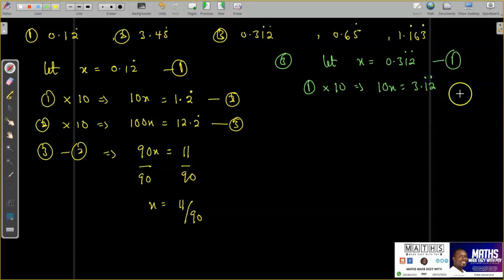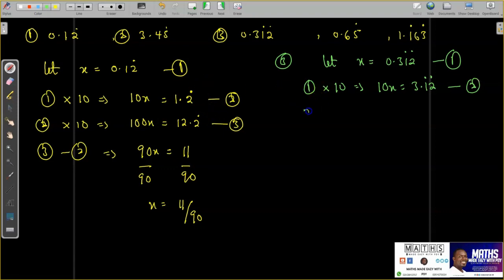Do you all understand up to this stage? That's equation number 2. Then what's the next step from equation 2? We multiply by 100. Why do we need to multiply through by 100? Because there are two numbers recurring. Okay, so you need to multiply through by 100 to move some of the recurring decimals to join the whole number section this time around. We have only two digits recurring at this point, which is the 1 and then the 2. That's why we need to multiply through by 100.